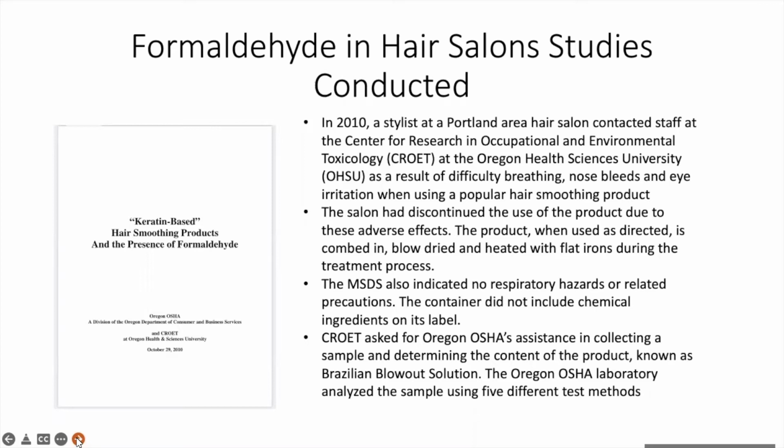The product, when used as directed, is combed in, blow dried, and heated with flat irons during the treatment process. The material safety data sheet also indicated no respiratory hazards or related precautions. The container did not include chemical ingredients on its label. The Center for Research in Occupational and Environmental Toxicology asked for Oregon OSHA's assistance in collecting a sample and determining the content of the product, known as Brazilian Blowout solution. The Oregon OSHA laboratory analyzed the samples using 5 different testing methods.